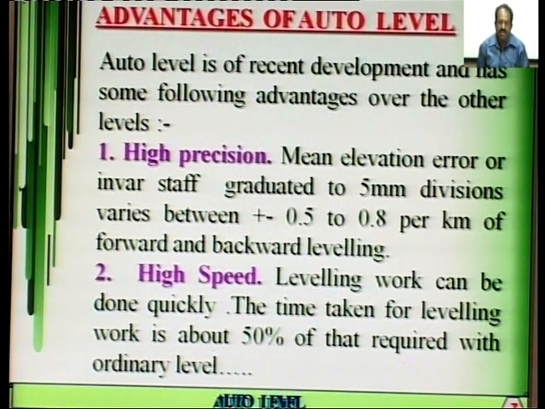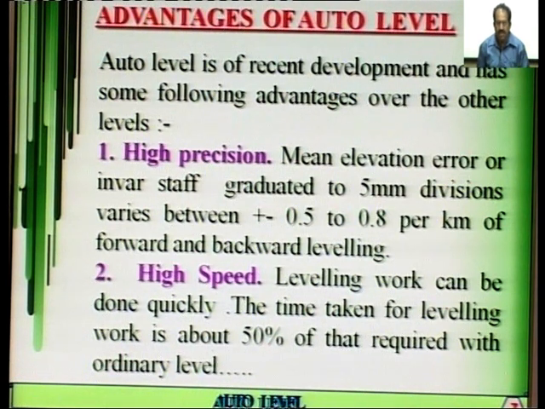So, mean elevation error for inward staff graduated to 5 mm divisions varies between plus minus 0.5 to 0.8 mm per kilometer of forward and backward leveling. That is, we can achieve the desired accuracy or precision with the use of an auto level. This is one of the main advantages of auto level.